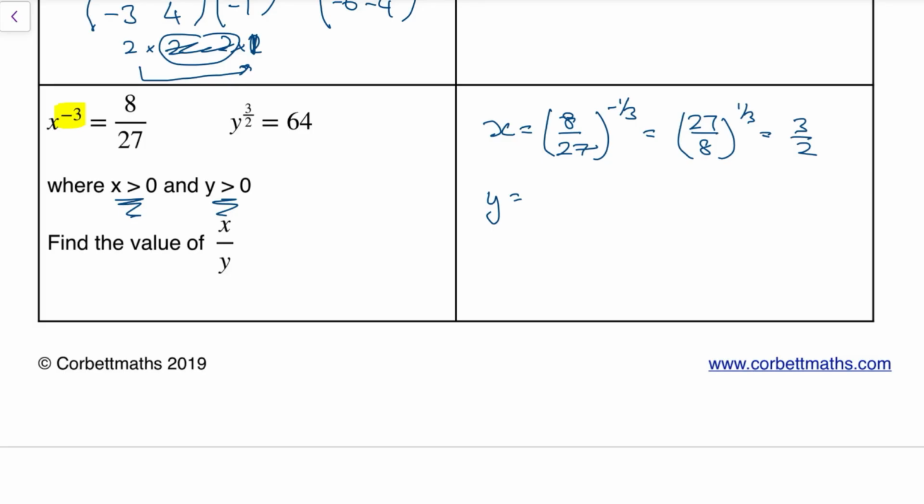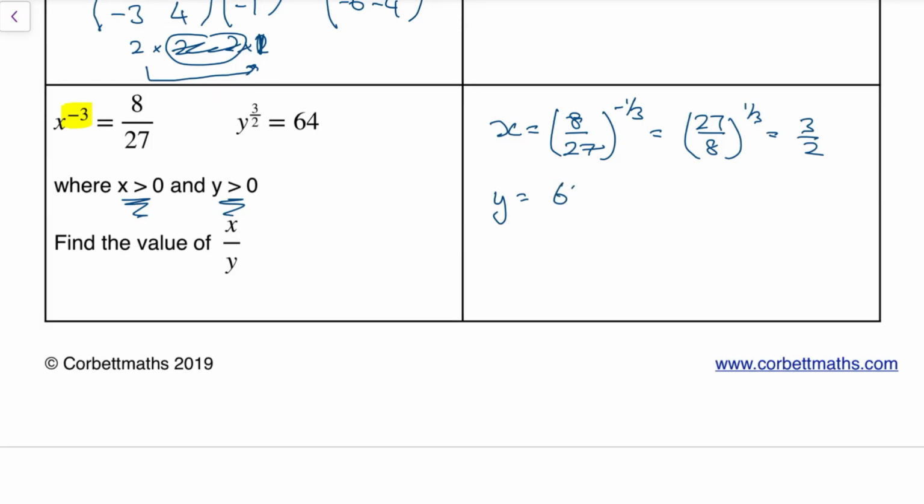Y, similar approach. So Y is 64. What do I multiply 3 over 2 by to get 1? Well, 3 over 2 upside down is 2 over 3. 2 over 3 times 3 over 2 is 1, so that's the opposite. The cube root of 64 is 4. 4 squared is 16, so therefore Y equals 16.